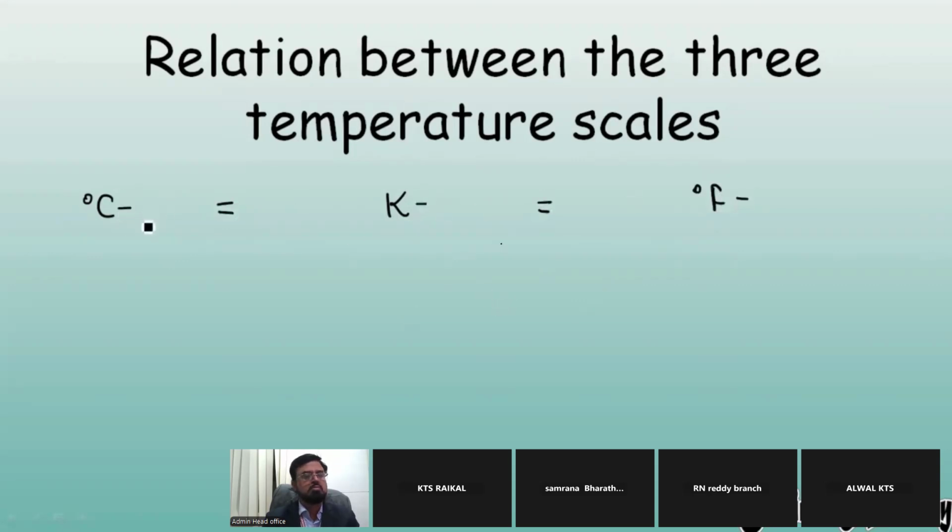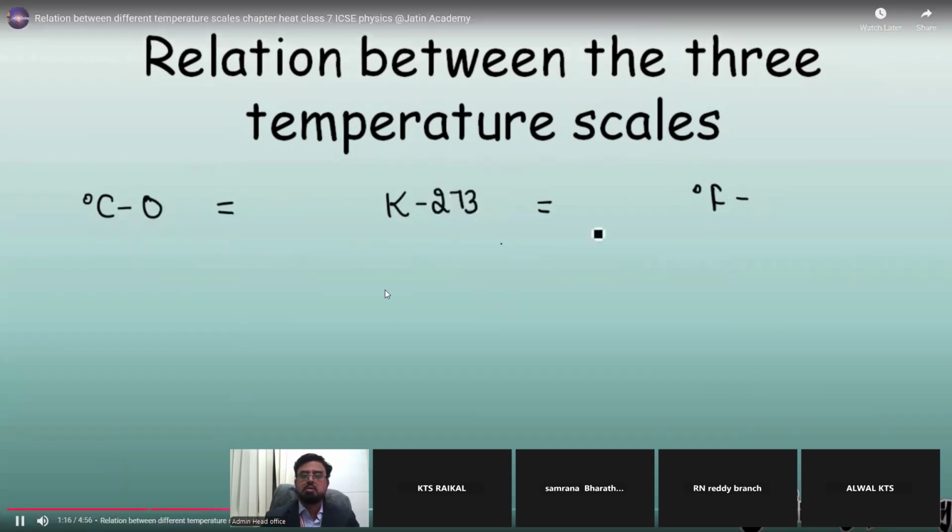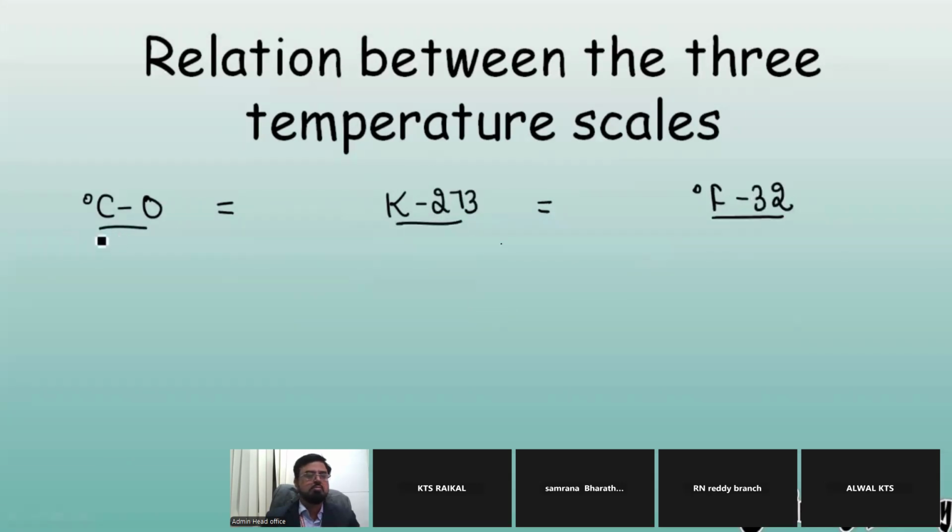Then you have to write the lower fixed point of all 3 temperature scales. Lower fixed point of degree Celsius is 0. Lower fixed point of Kelvin is 273 and lower fixed point of degree Fahrenheit is 32. Next you have to write divide, divide and divide. So here you have to write the upper fixed point minus lower fixed point.